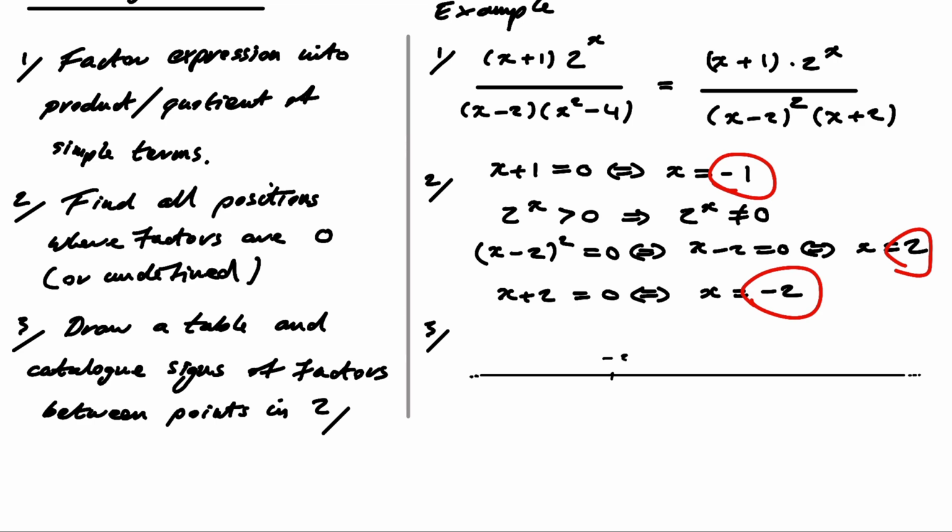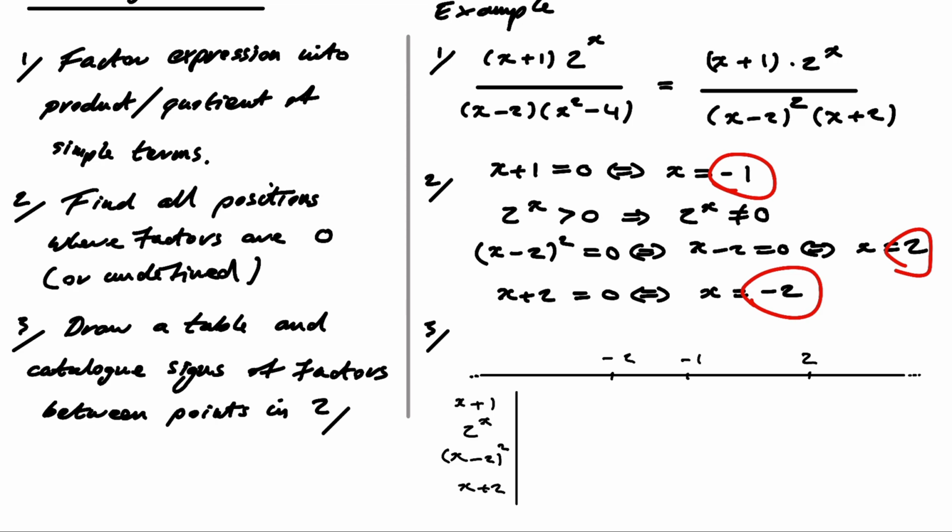So we've got minus 2. We've got minus 1, is that right? And we've got 2 over here. So mark those. They don't need to be in the correct relative positions, but let's just put them there. All right, so next, let's draw a vertical line underneath, and I'm going to write each of my simple factors as a column. So we'll do x plus 1, we'll do 2 to the x, we'll do x minus 2 squared, and then we'll do x plus 2.